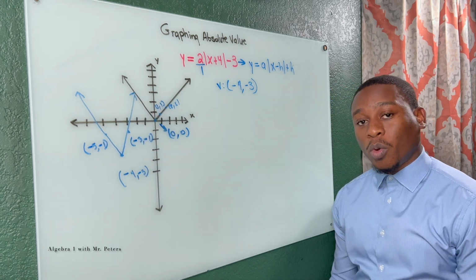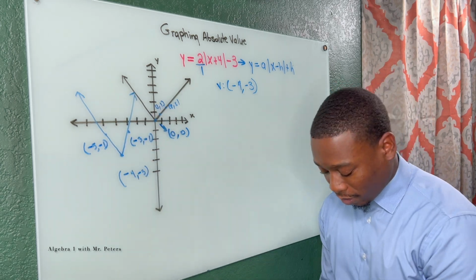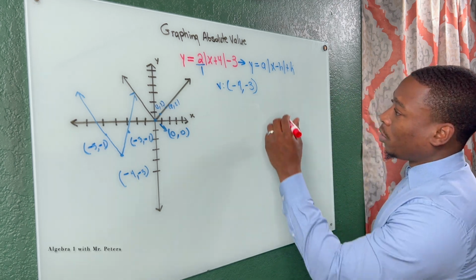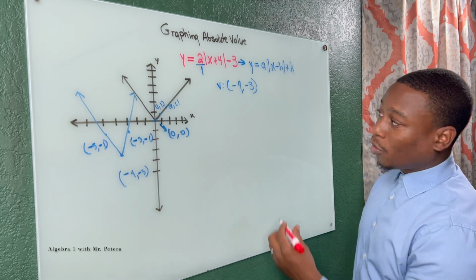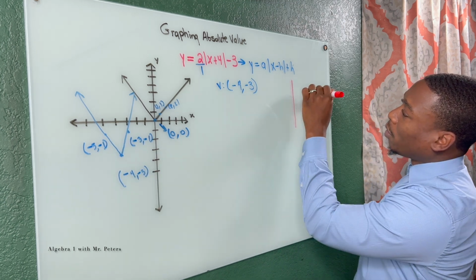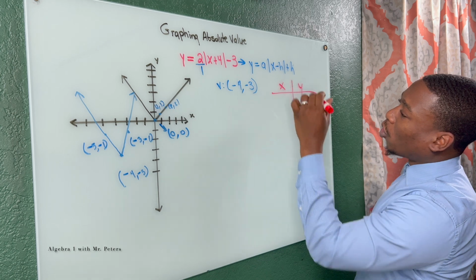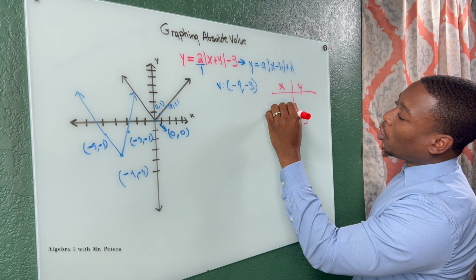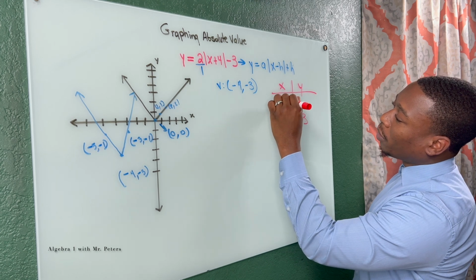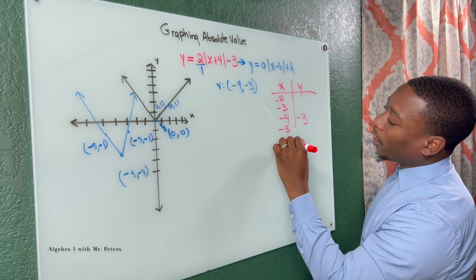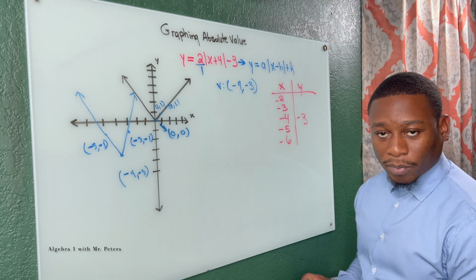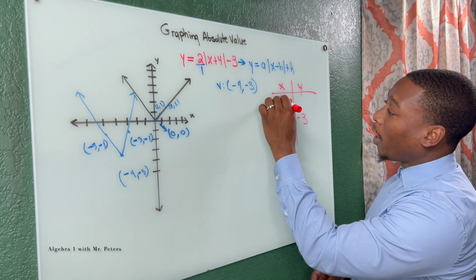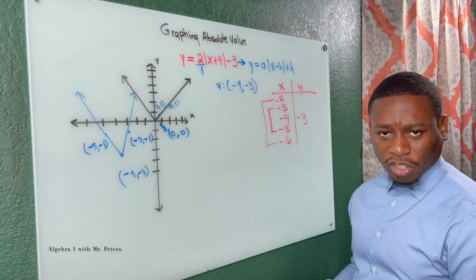But let's say we wanted exact points and we didn't trust this method. What else could we do? We could create a table. So let's test these points to see if they actually work. Here goes our x, here goes our y. We know we have (-4, -3). We're going to do -3, -2, and -5, -6. And just remember, family, -3 and -5 are going to share the same y, and -2 and -6 are going to share the same y.